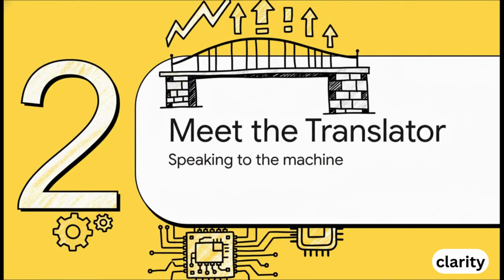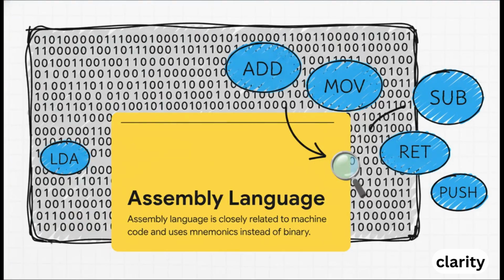All right, it's time to meet the hero of our story, the translator. This is the magic bridge that lets us, as humans, get as close as possible to speaking the machine's native tongue. So what exactly is assembly language? Well, think of it like this. It's basically a human-friendly version of machine code. Instead of trying to remember those crazy long strings of ones and zeros, we get to use short, easy-to-remember words. They're called mnemonics, which is just a fancy way of saying memory aids.